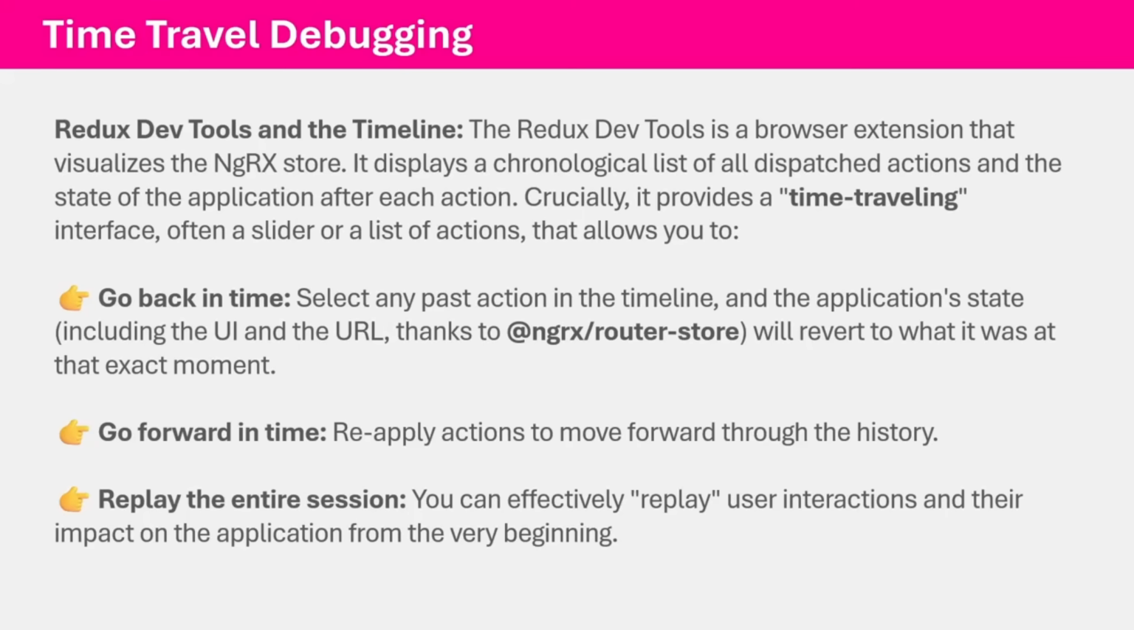Now, Redux DevTools provides a time traveling interface, which is basically a slider and a list of actions that allows you to select any past action in the timeline and the application state. And you can also reapply actions to move forward through the history, and you can effectively replay user interactions and their impact on the application from the very beginning. So let's see how we can do time travel debugging with the help of Redux DevTool.